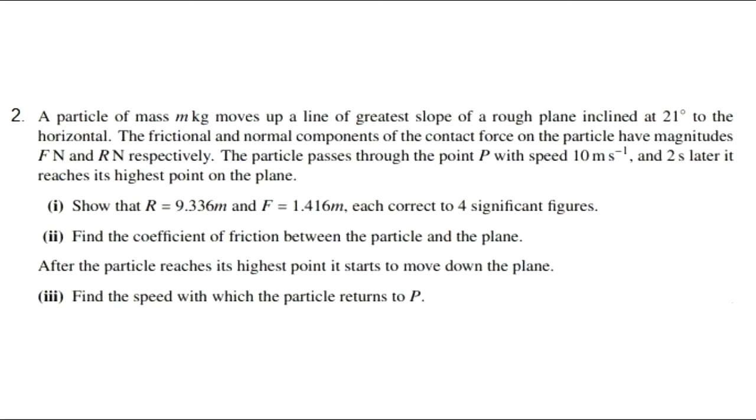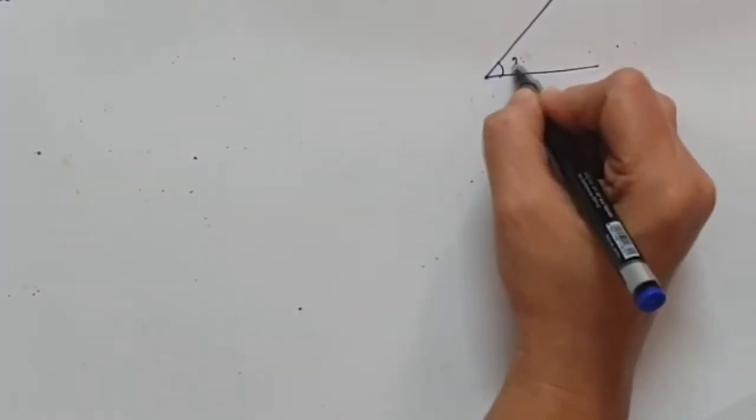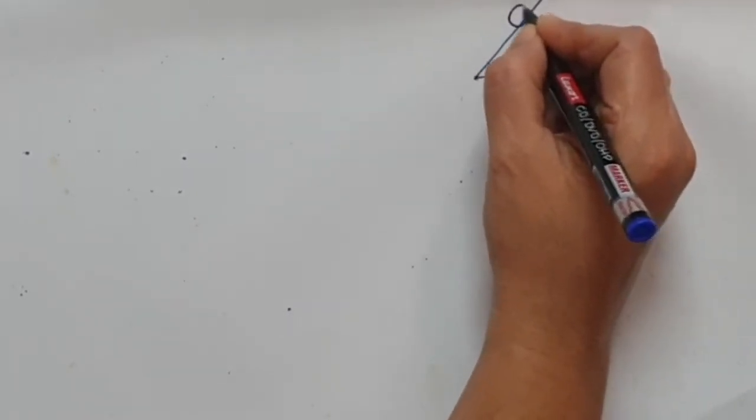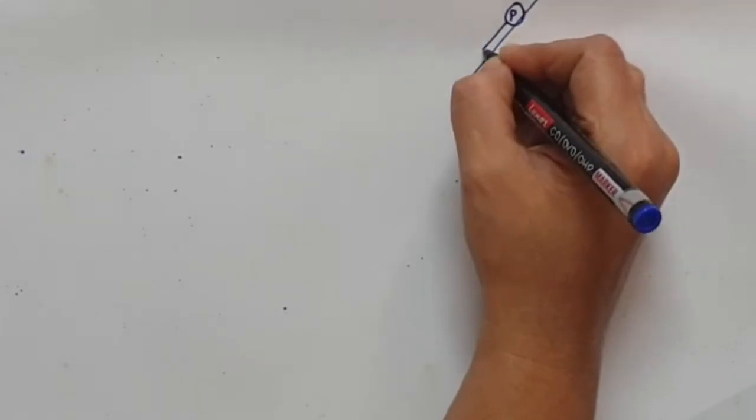After the particle reaches the highest point, it starts to move down the plane. Find the speed at which the particle returns to P. Now let us draw the figure. It's inclined at an angle of 21 degrees and the particle P is over here and it is a rough plane.